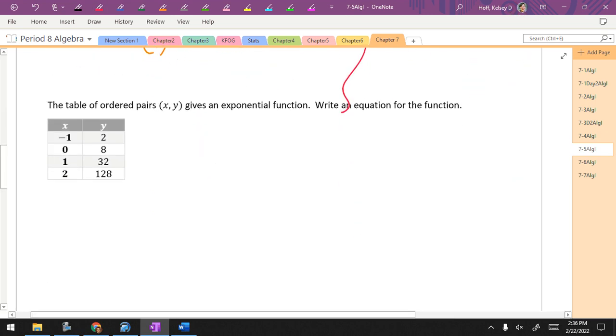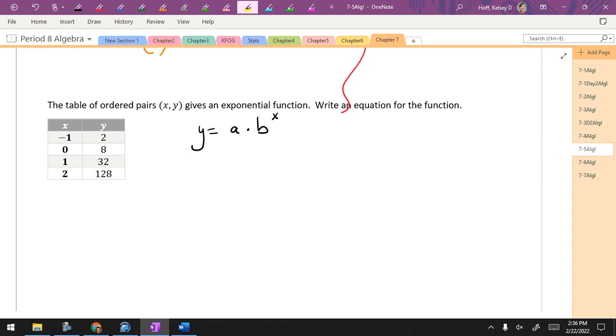Now, they're going to go the opposite. They're going to give us a table and tell us to write the equation. All right? So we start with y equals a times b to the power of x. And I'm going to have to evaluate what a and b are. I can't have an a and I can't have a b. They're going to be numbers.